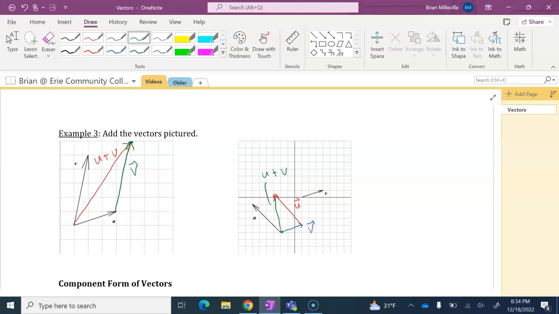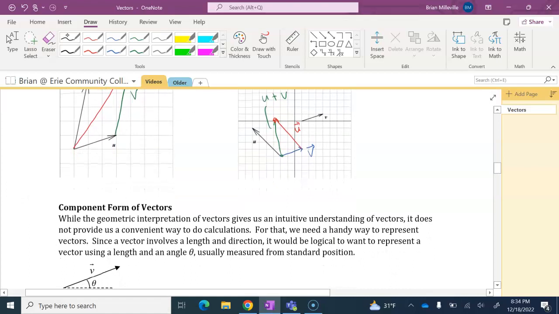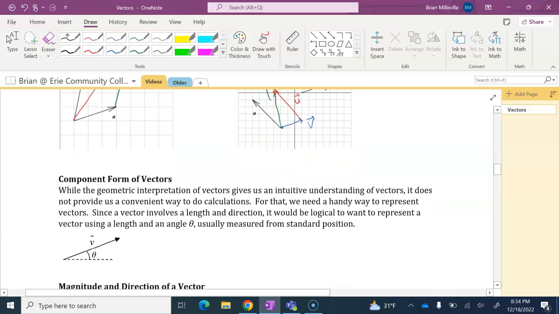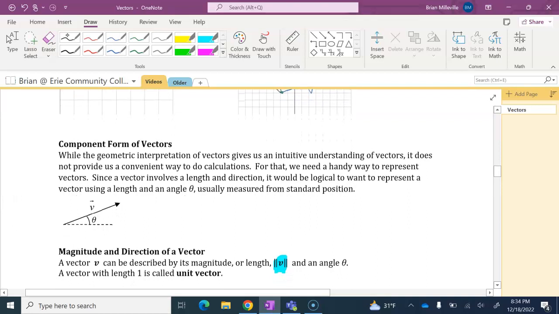All right, so that's well and good, but the geometric interpretation is important with vectors, but it's a little bit cumbersome to always resort to drawing pictures to find scalar multiples or sums or differences. Components is going to help us with that. The geometric interpretation is very important, but in order for us to do calculations, we're going to want to associate some numbers to those, and that's what we're going to be doing.